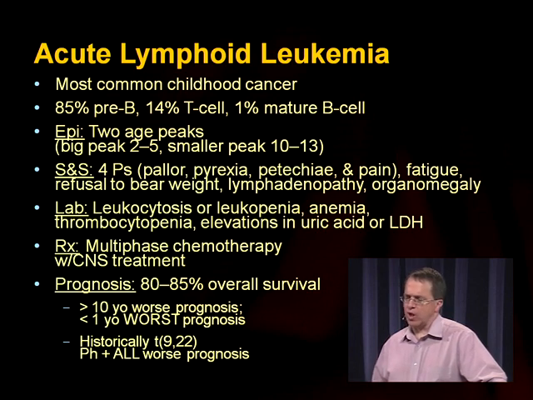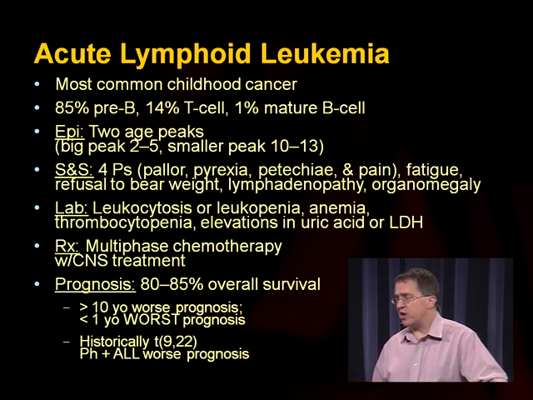It's treated with a lot of chemotherapy in a lot of different phases, and an important element of that treatment is that we have to treat the central nervous system. We do that with intrathecal therapy. Overall, the prognosis is excellent. If you're older than 10, you need more treatment. It's a slightly worse prognosis.